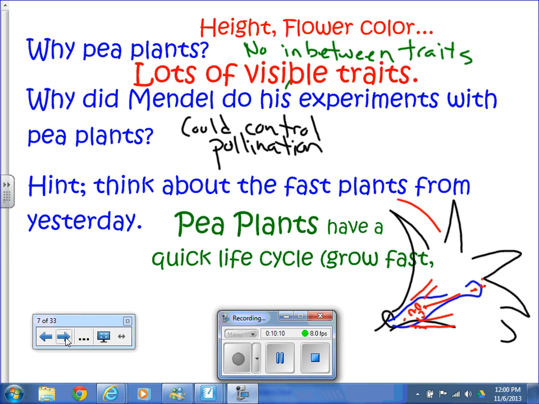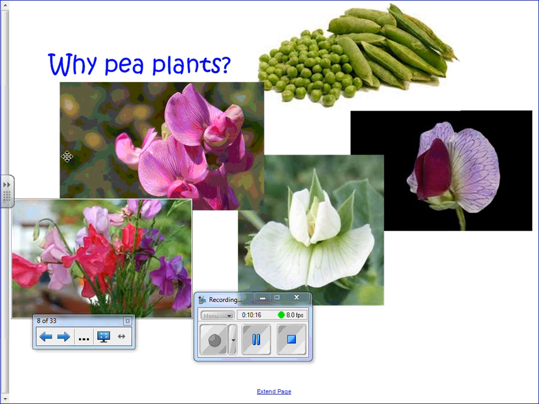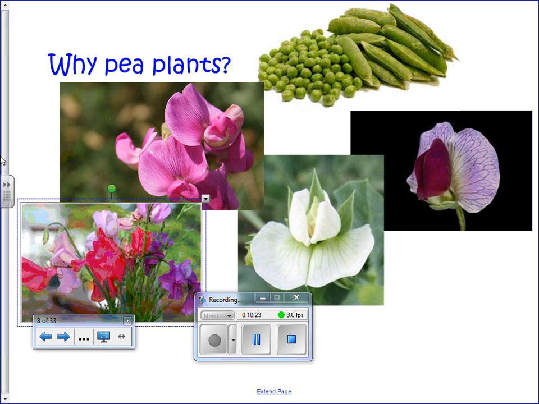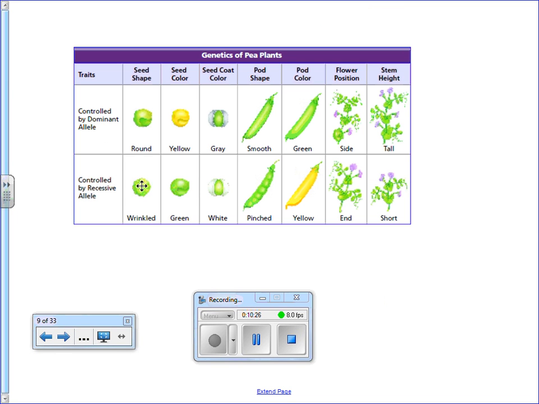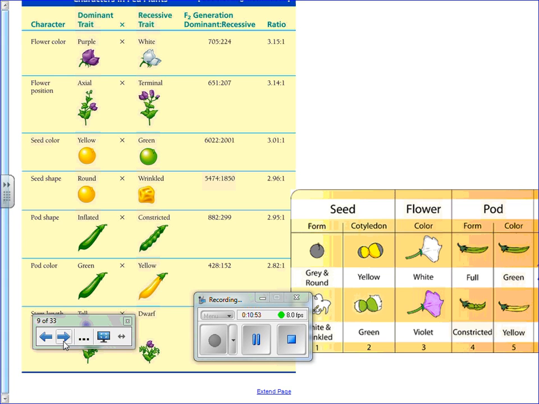On these next couple slides, I believe I have, oh, these are just some pictures. And these are regular peas, these are sweet peas, so similar sorts of things. You can see what he was looking at. And then here, and again, this is cut right out of the textbook, the traits he was looking at. We'll talk in a minute about dominant and recessive, but round or wrinkled, yellow or green, the seed coat, smooth or pinched, green or yellow, side and end. And mainly what we'll talk about is the tall and the short. But the point was he had a full set of really distinct traits that he was able to look at with the pea plants. All right, we're going to come back to that.